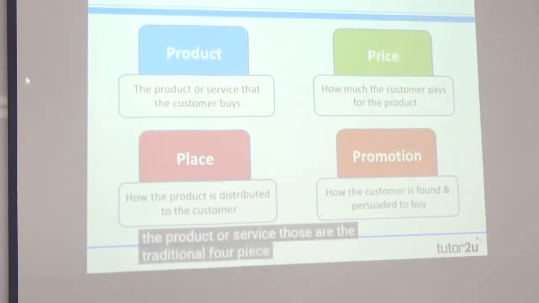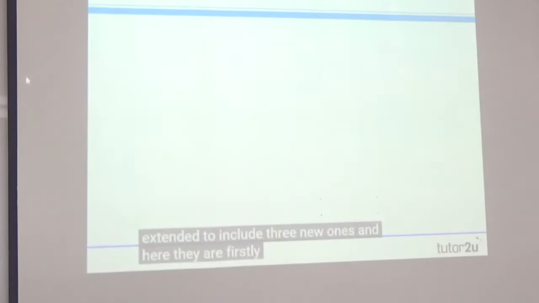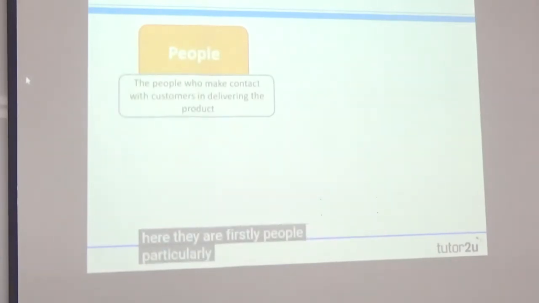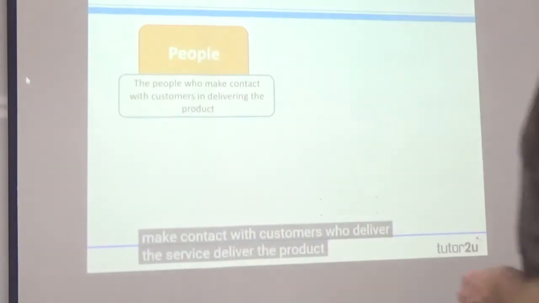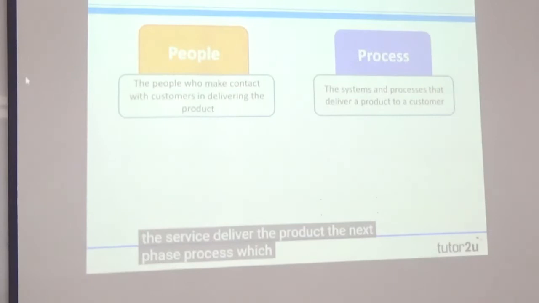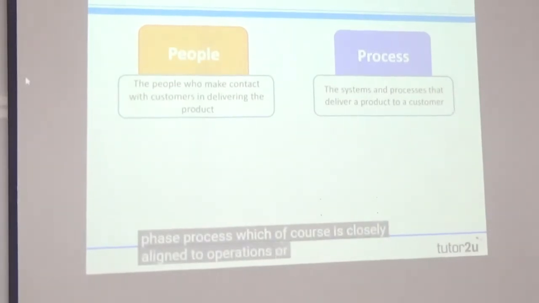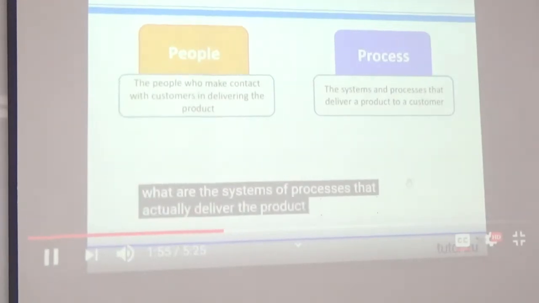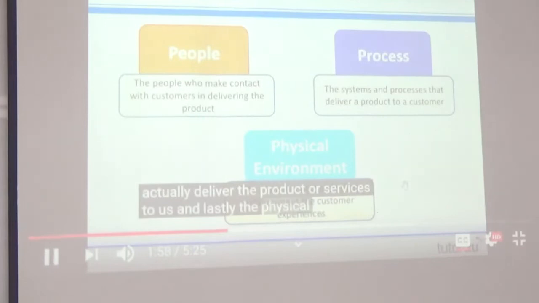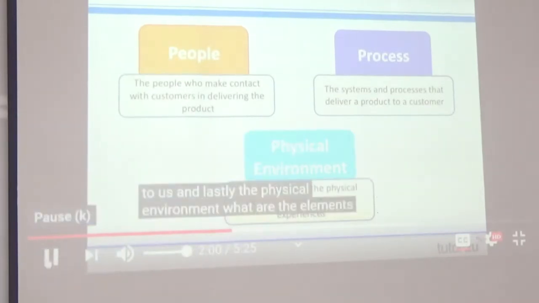Those are the traditional 4 Ps. But we've mentioned that the 4 Ps has been extended to include 3 new ones. And here they are. Firstly, people. Particularly relevant, of course, in a service industry context. The product is so closely aligned with the people who make contact with customers, who deliver the service, deliver the product. The next P is process. Of course, it's closely aligned to operations or production. What are the systems, the processes that actually deliver the product or services to us? And lastly, the physical environment. What are the elements of the physical?